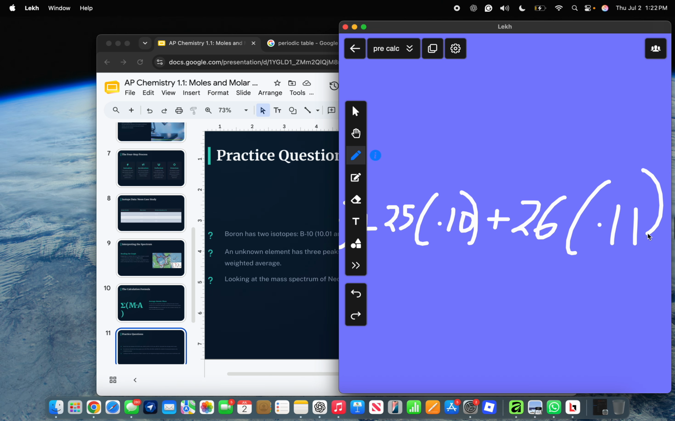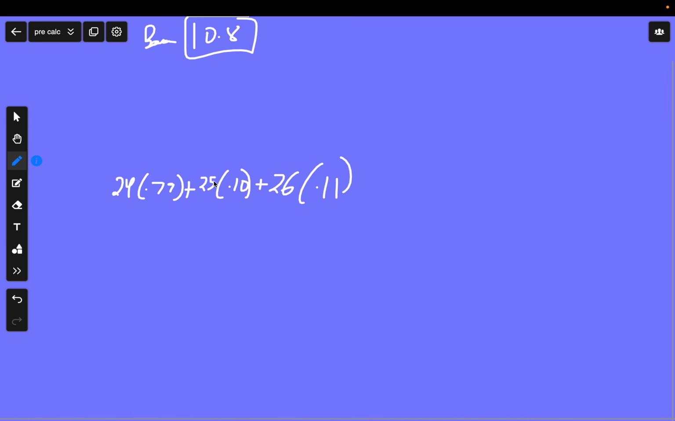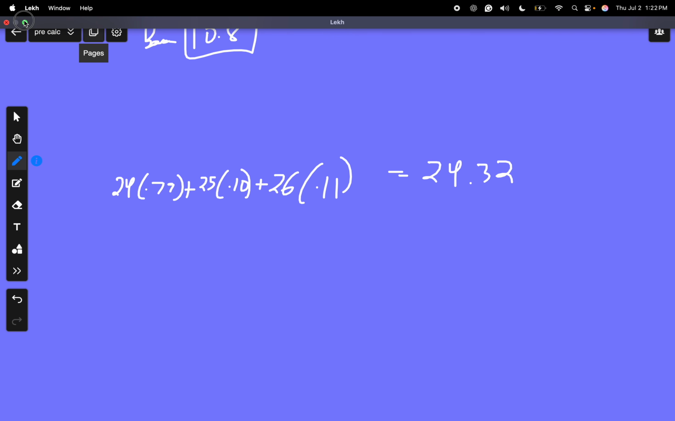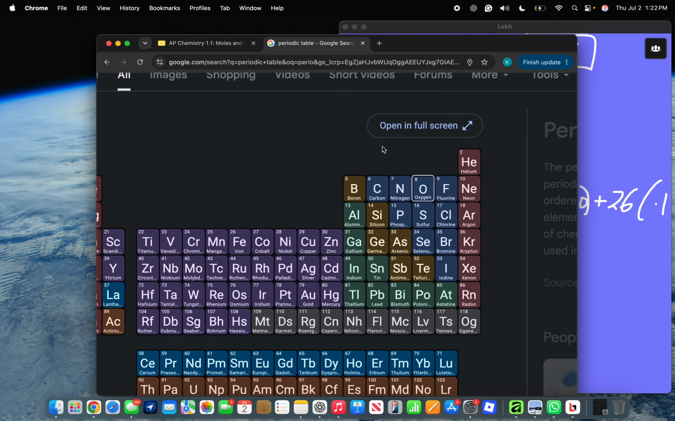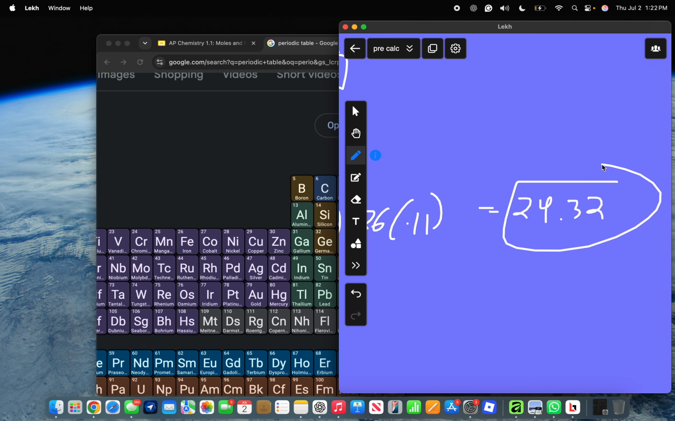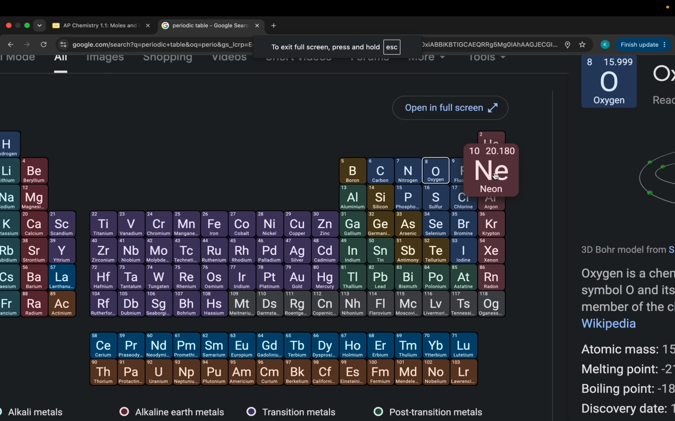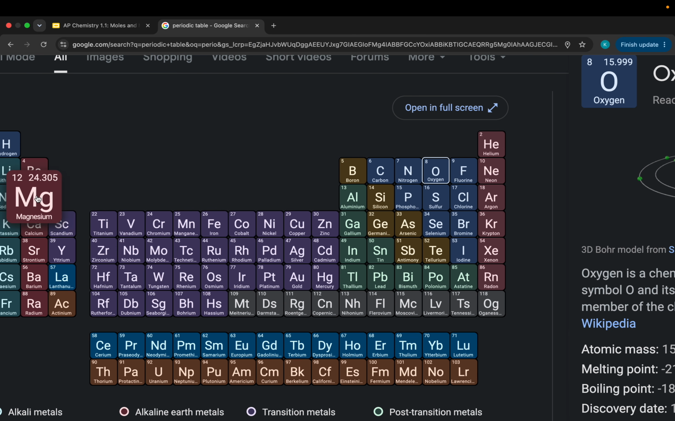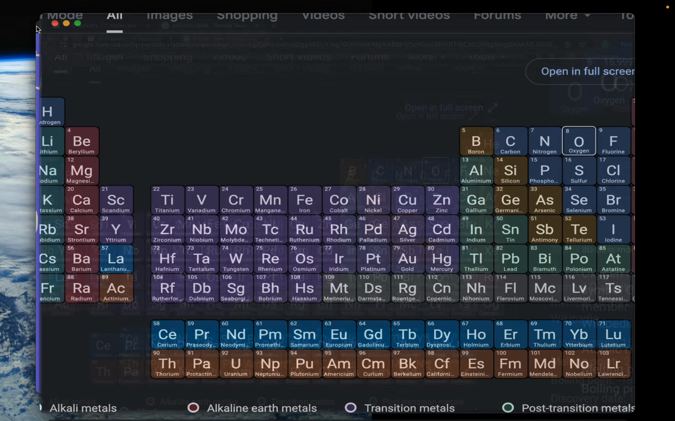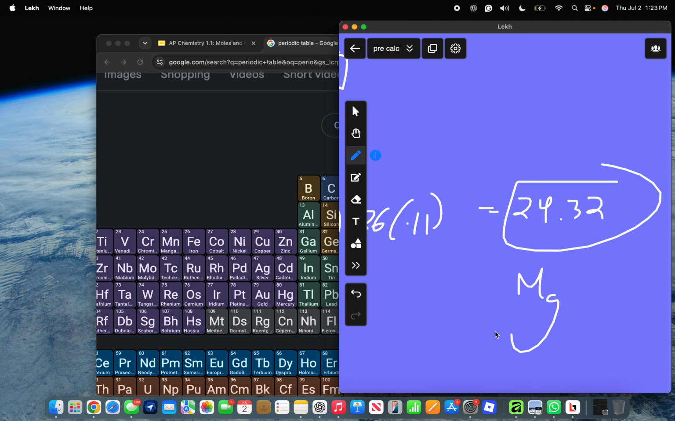The first thing you do right here, they told you everything you need to know. You've got to figure out the average weight of this thing. So you just do 24 times 0.79 plus 25 times 0.10 plus 26 times 0.11. And this thing has an average mass of 24.32. Now, what is this element? You have to go up to your handy-dandy periodic table and figure out something that has a weight closest to this number. So 24.32 is our golden number, 24.3-ish. So we're getting bigger, not there yet. It's magnesium because 24.3. So that's our answer. 24.3 is magnesium.